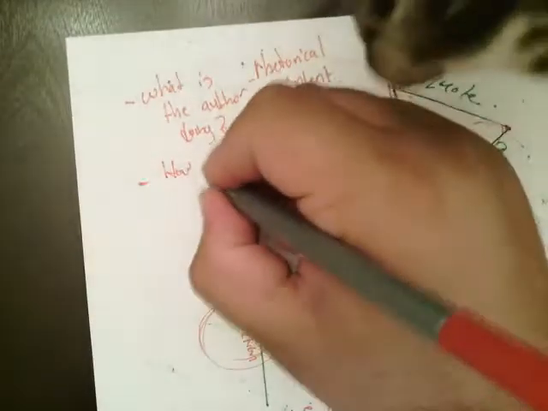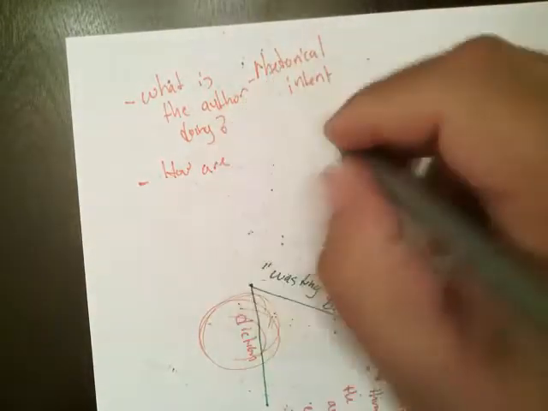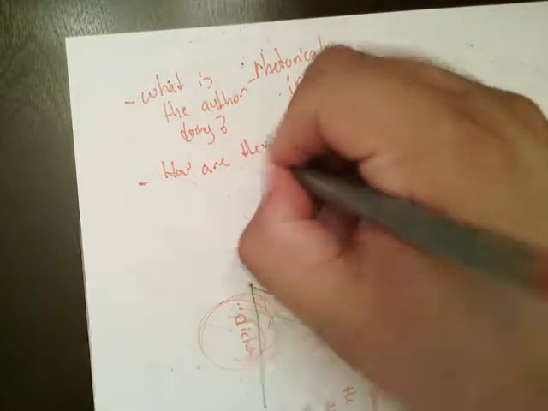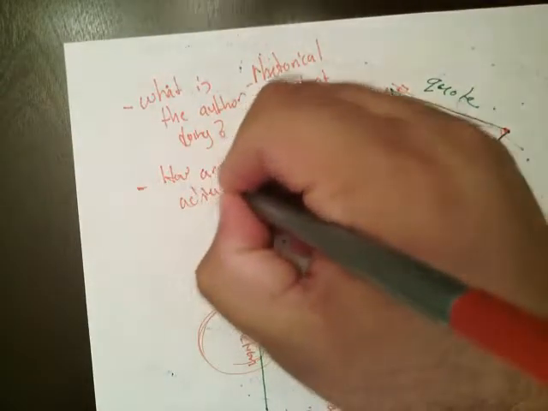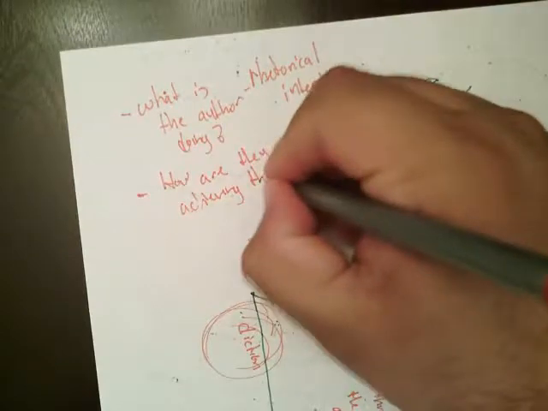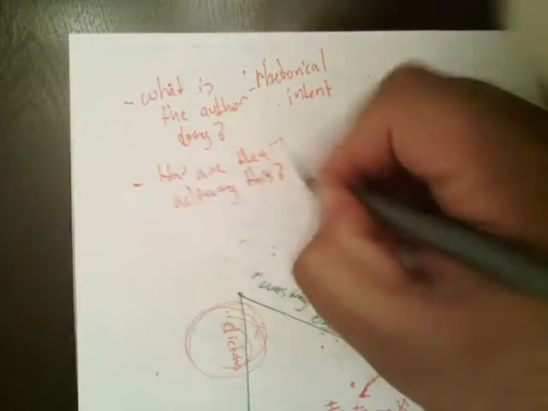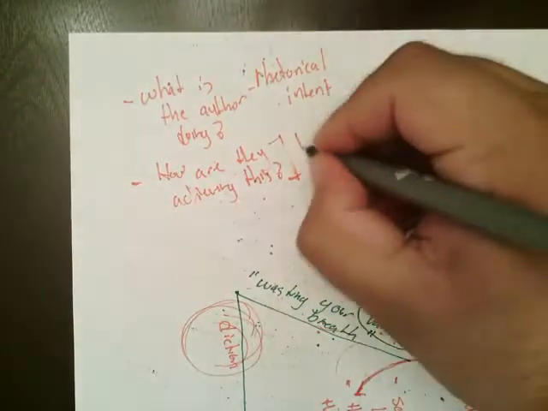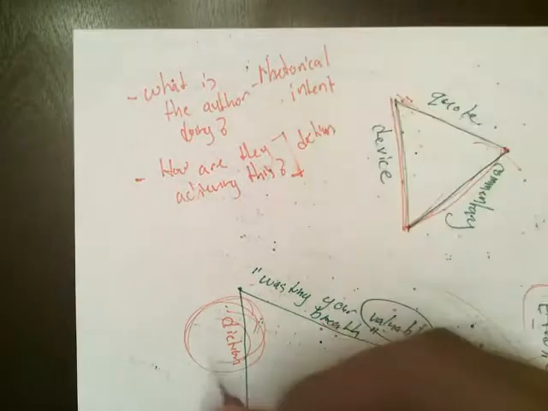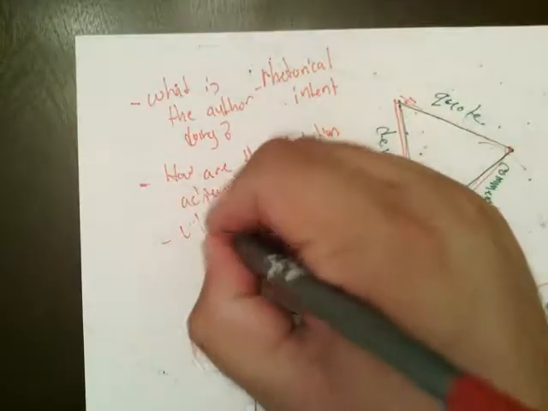how? Oh, you get a close-up of the kitty. How are they achieving this? So what devices are they using? For example, in this one we use diction. And then why? This is the big one.